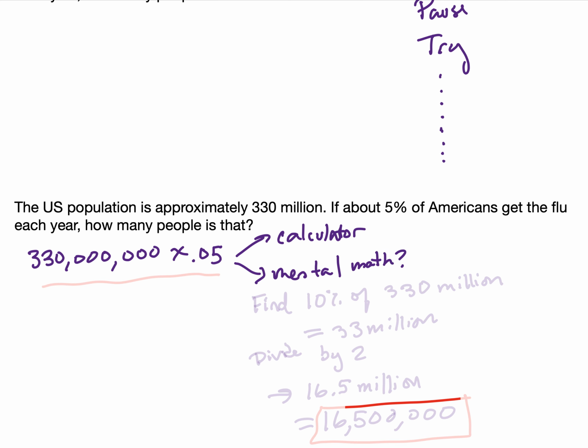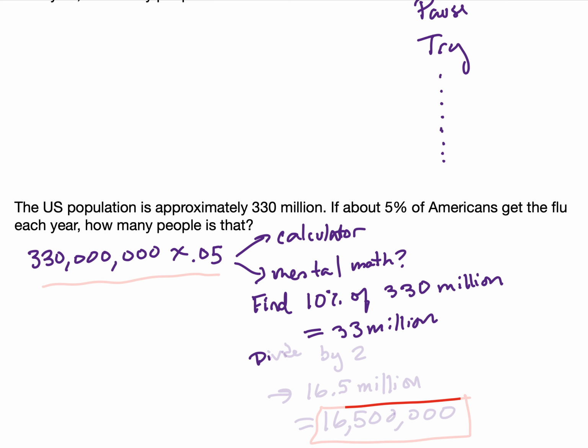And if you were doing that, the way I would walk through this problem is to say, okay, 5% is half of 10%. So I would first find 10% of this value, find 10% of 330 million. And if I found 10%, that would be equal to, well, taking just one 0 off. So 10% of 330 million is 33 million. But I don't actually want 10%, I want 5%. 5% is half of 10%.